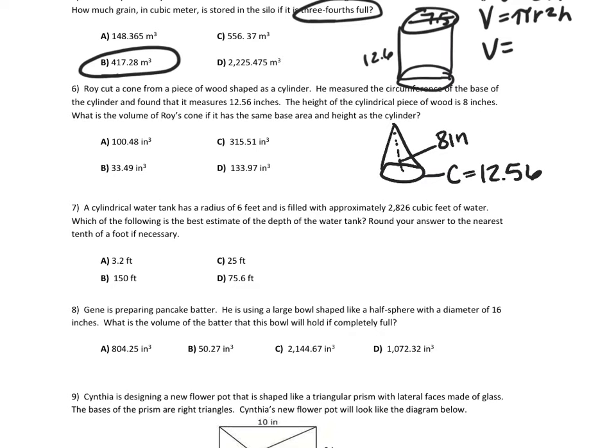Okay, so a cone is a third of a cylinder. So you do pi r squared h, and then you divide it by 3. So we're going to have to go back and find the radius or the diameter. If I do 12.56 and divide it by 3.14, that gives me my diameter. So my diameter here is 4 inches. So I worked backwards to get this. Because 12.56 equals pi d, and then I divided by pi, and I got 4 for the diameter. So that gives me a radius of 2.